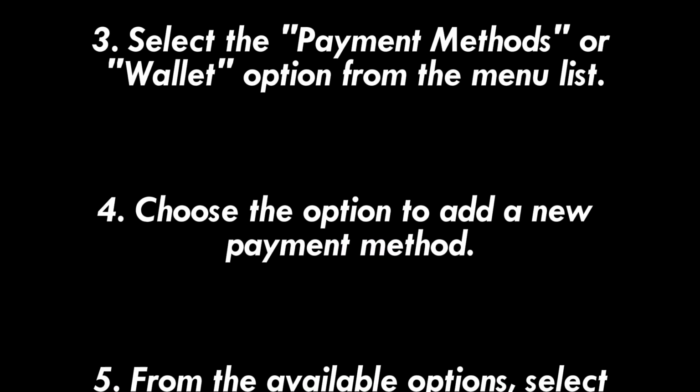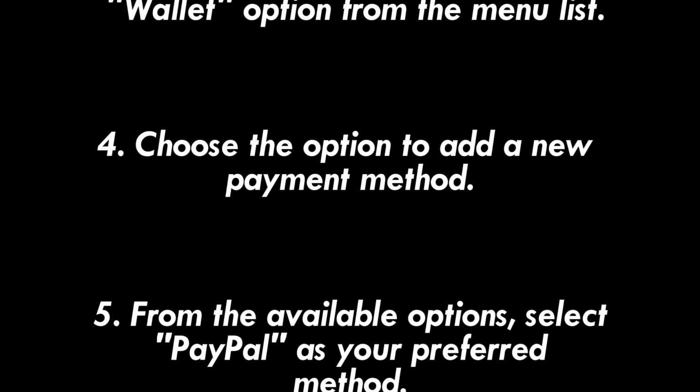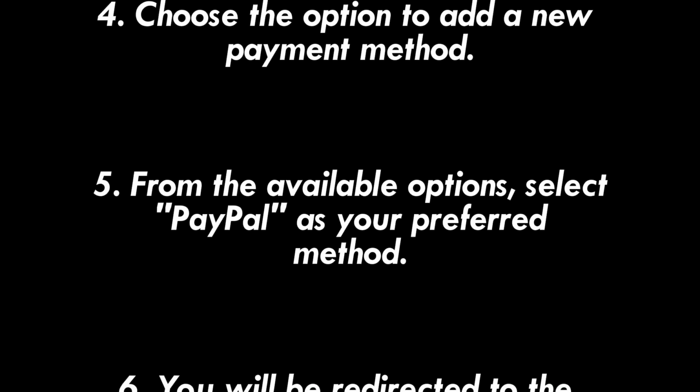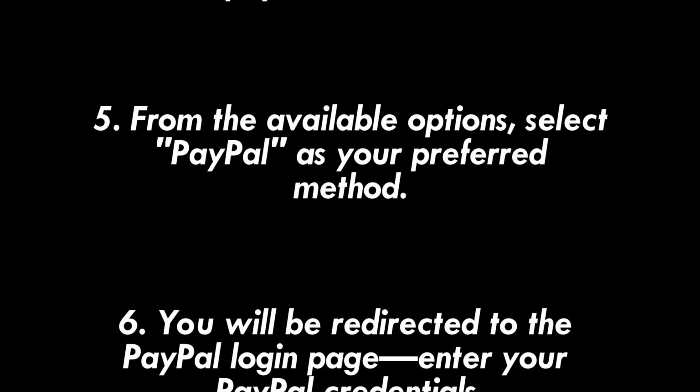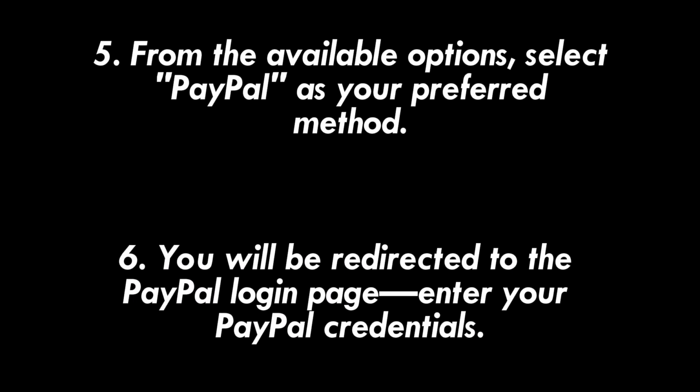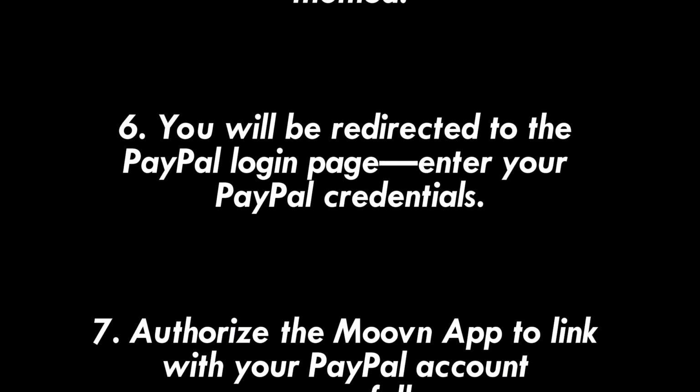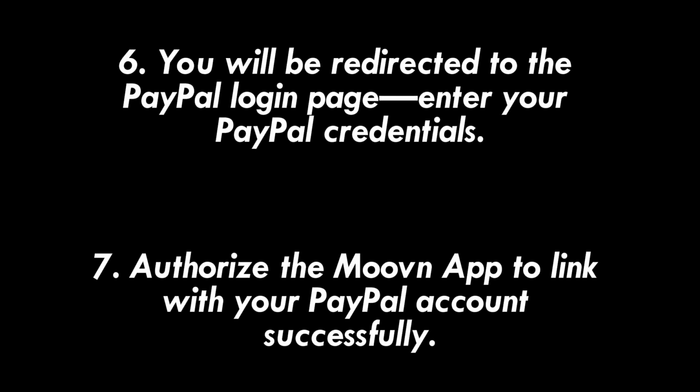5. From the available options, select PayPal as your preferred method. 6. You will be redirected to the PayPal login page. Enter your PayPal credentials. 7. Authorize the Moovn app to link with your PayPal account successfully.